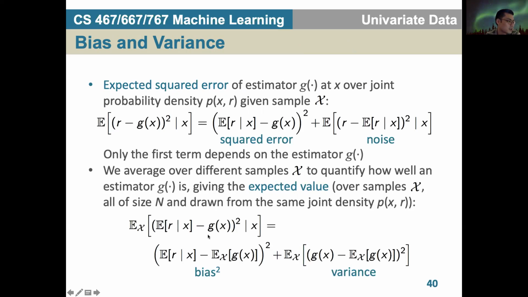So if that is the case, you can also show that if you take an expectation over the data set, it's the same. The derivation is exactly the same. It's bias-squared plus variance. But this time the randomness is introduced by the data set. Any questions?